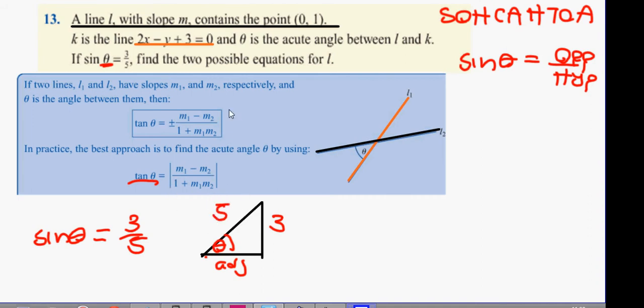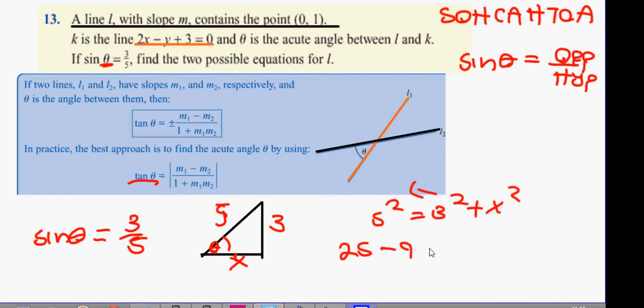And then to find out what the adjacent is, we have to go about doing the Pythagoras theorem. Pythagoras theorem being, we call this side x. 5 squared equals 3 squared plus x squared. X squared equals 25 minus 9, because that's what 5 squared minus 3 squared is. 16 equals x squared. X therefore equals 4. Now we know that this here is 4.